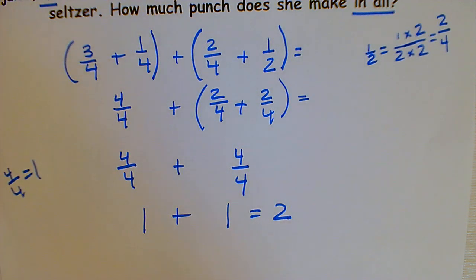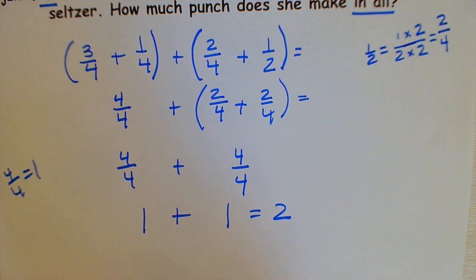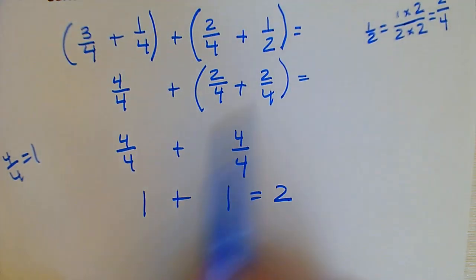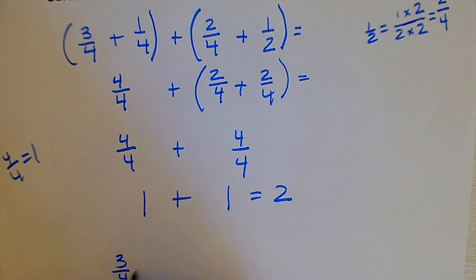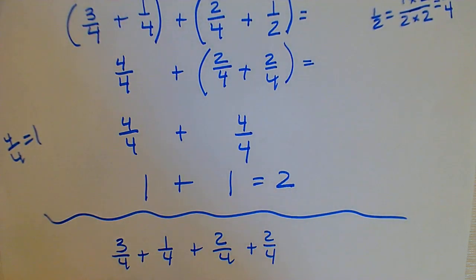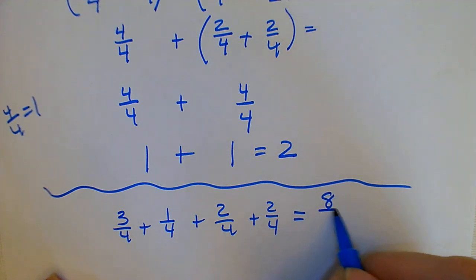Okay, another option would have been to just go ahead and add all of these together right from the start. Now I would have converted this into fourths. So I'm going to rewrite this equation down here, but I'm going to already convert that half into 2/4. So I would have had 3/4 plus 1/4 plus 2/4 plus another 2/4. So again, this is a different way to do it. And then I would have had 3 plus 1 plus 2 plus 2 is 8/4.